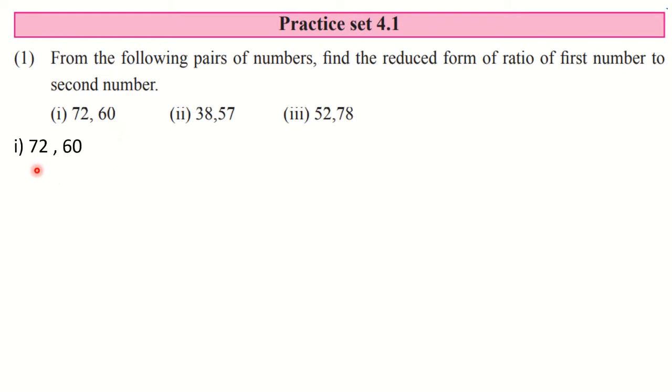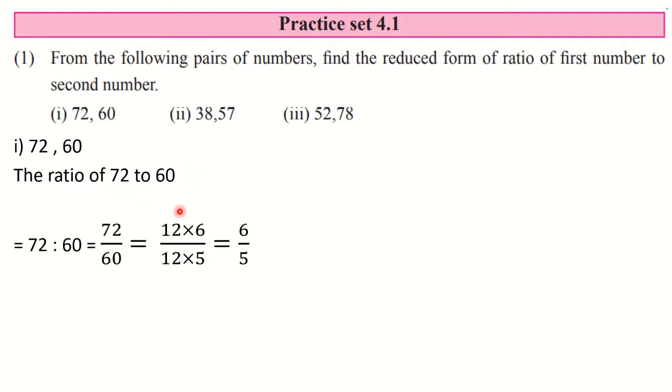The numbers are 72 and 60. So we want to find out ratio of 72 to 60. Okay. So that we will write as 72 is to 60. And you know that ratio means division. So that we can write as 72 divided by 60.